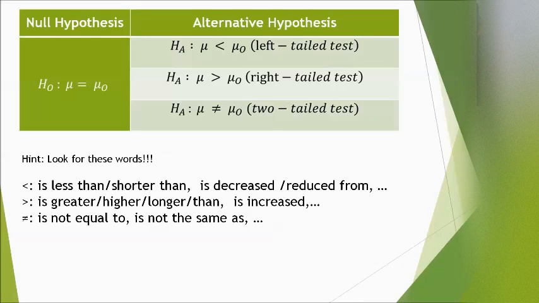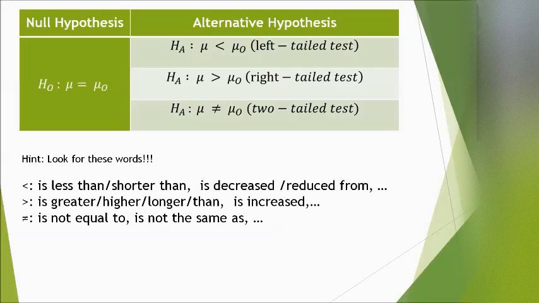Now, there are some specific words to look for to identify whether you're going to use the left tail, the right tail, or the two-tailed test. If you will use the left tail test, better to look for these words: less than, shorter than, decreased, or reduced from. So again, it's less than, shorter than, decreased, or reduced from.